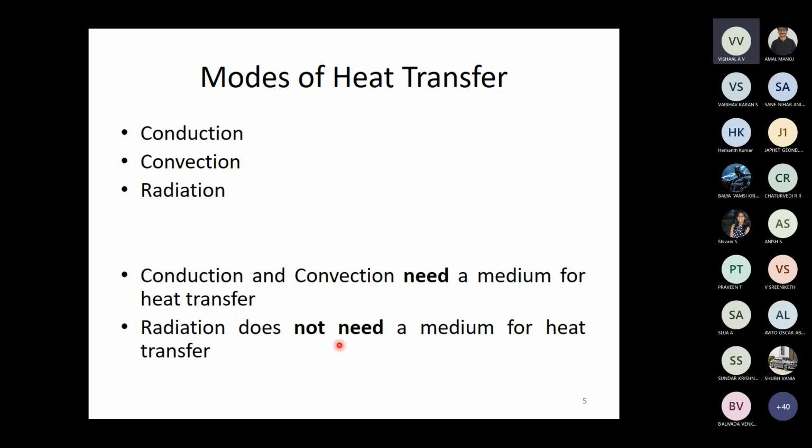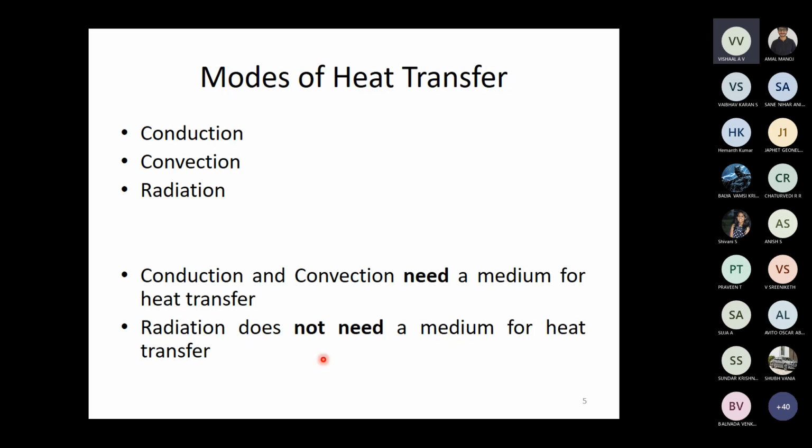But radiation does not need a medium for heat transfer. In fact, if there is a medium, the amount of heat radiated will actually attenuate, will actually reduce in the presence of a medium.